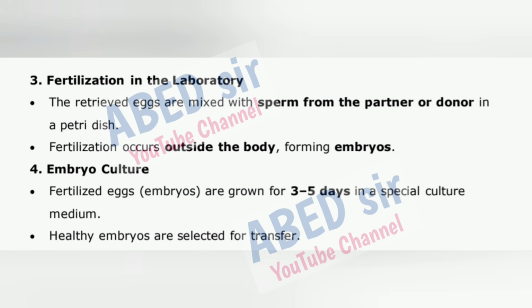3. Fertilization in the laboratory. The retrieved eggs are mixed with sperm from the partner or donor in a petri dish. Fertilization occurs outside the body, forming embryos. 4. Embryo culture. Fertilized eggs, embryos, are grown for 3 to 5 days in a special culture medium. Healthy embryos are selected for transfer.